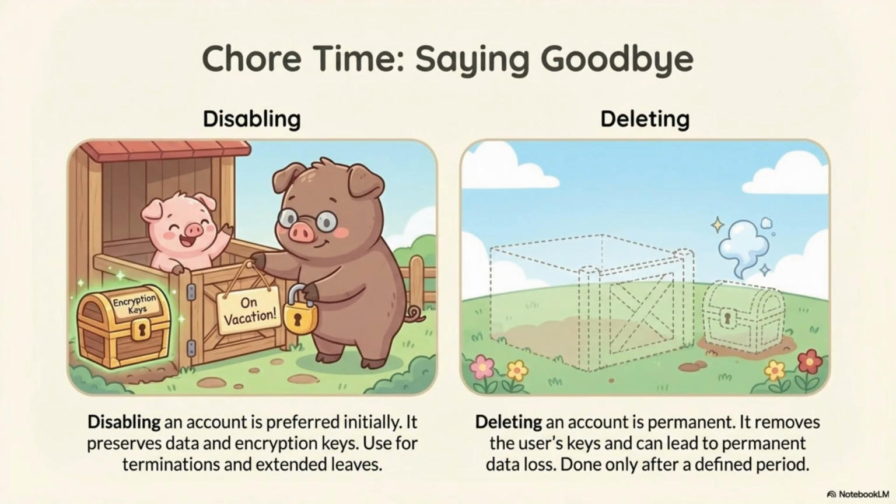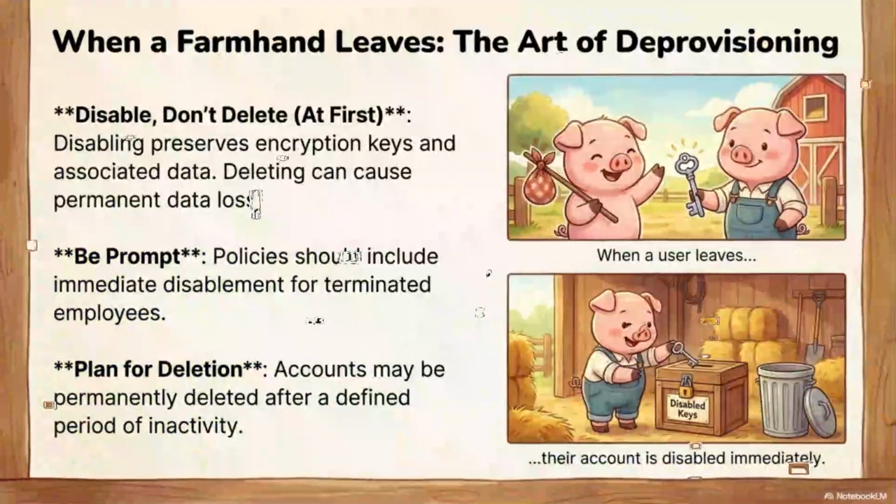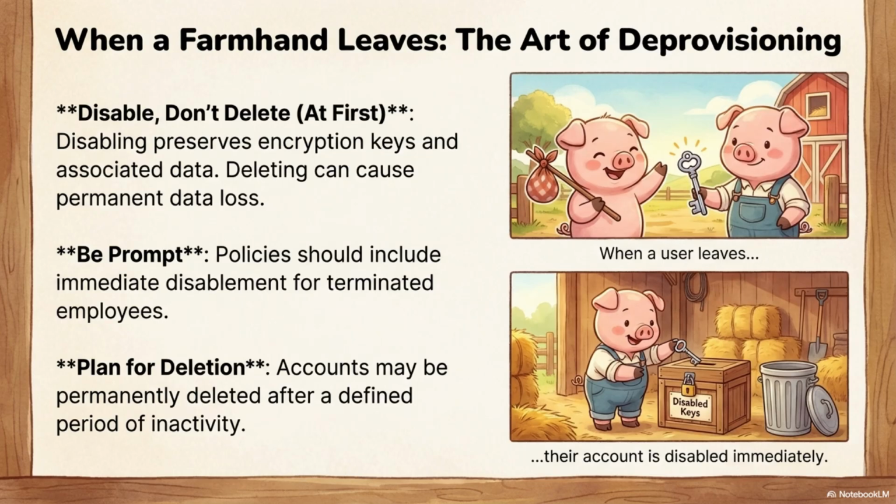Deprovisioning is the process of disabling a user account when the user leaves the organization. Disabling an account is preferred over deleting it initially. Disabling preserves encryption keys and protected data associated with the account. Deleting an account permanently removes those keys and may result in permanent data loss.